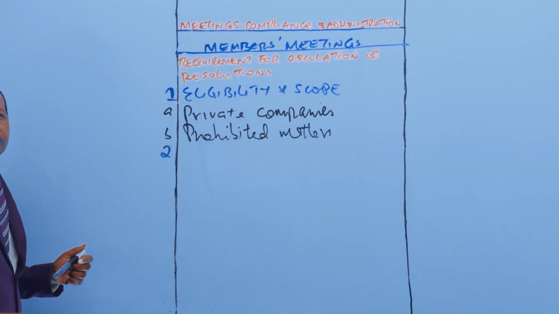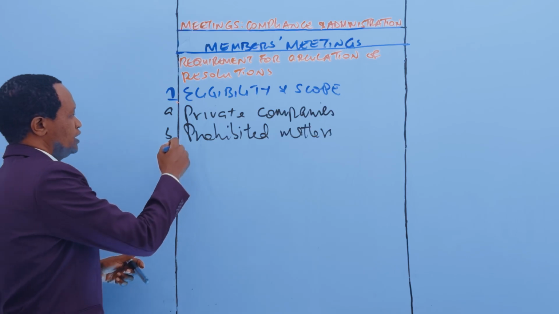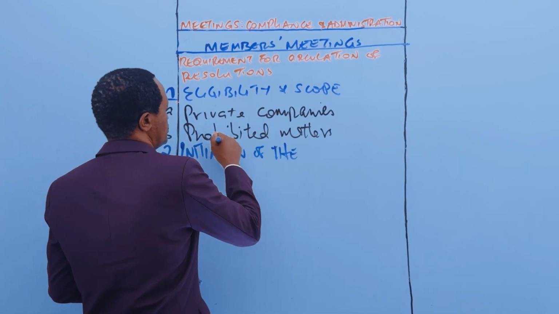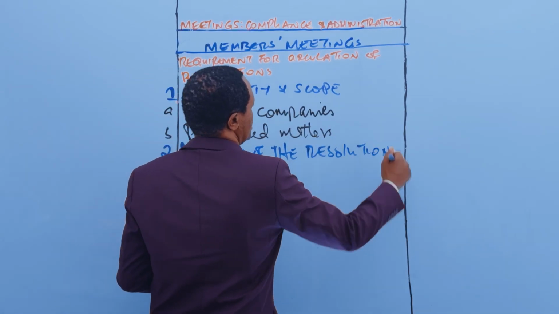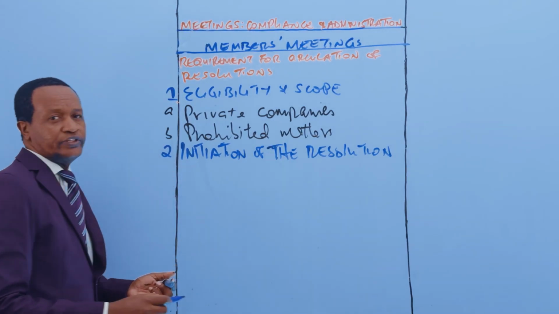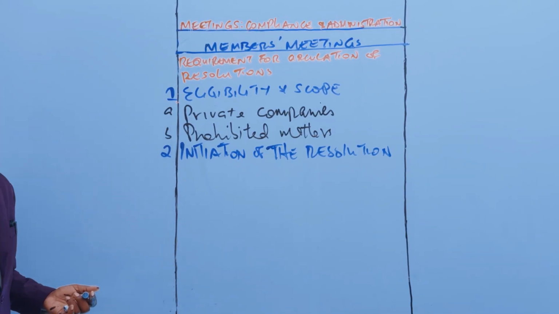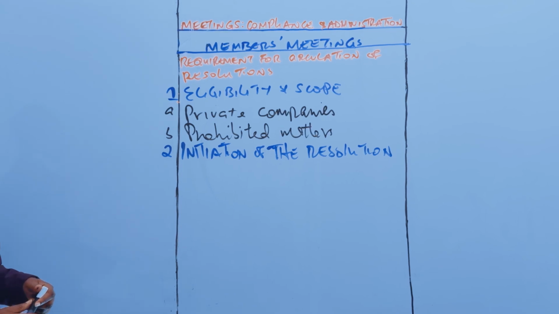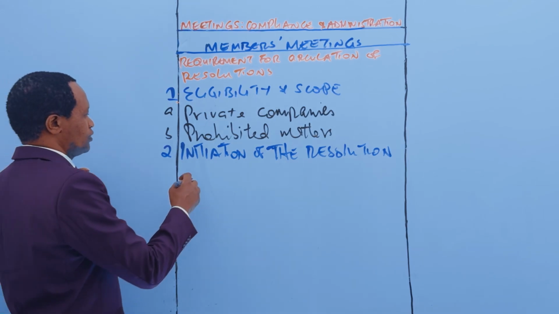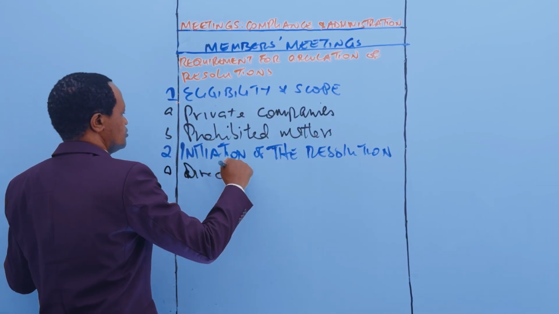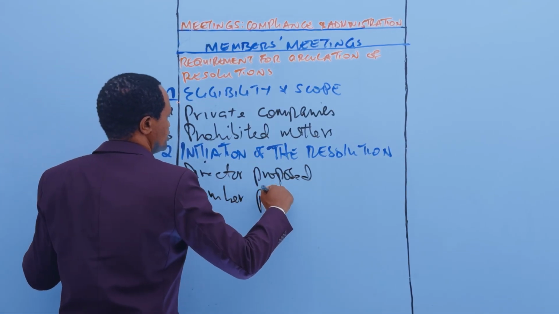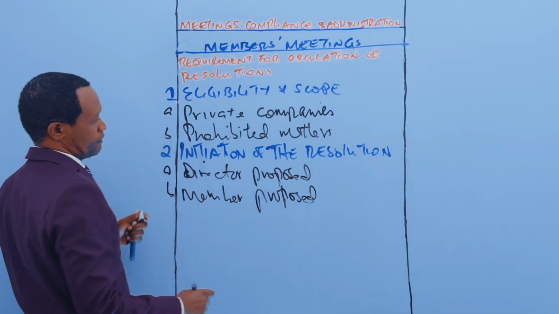The second requirement is initiation of the resolution. A resolution can be proposed by either the board of directors or the members. So it can be director proposed or member or shareholder proposed.